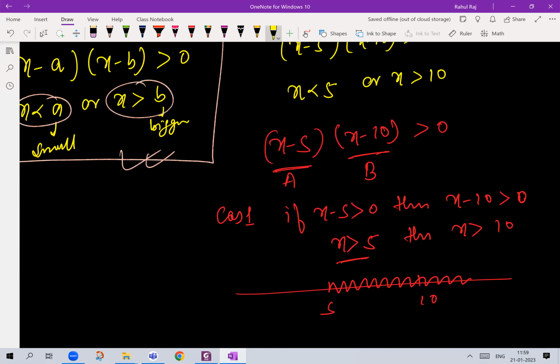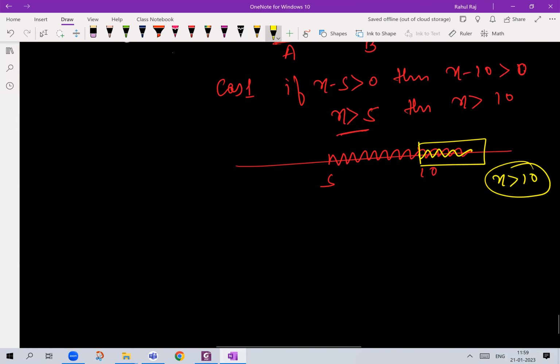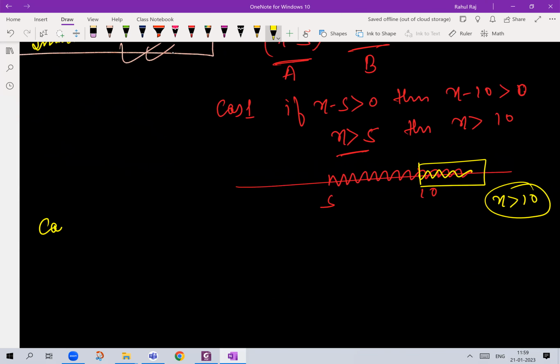X greater than 10. I'll take this value. What is the common value? X greater than 10. Now, take case number 2.